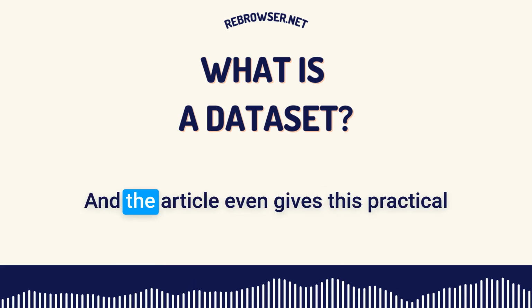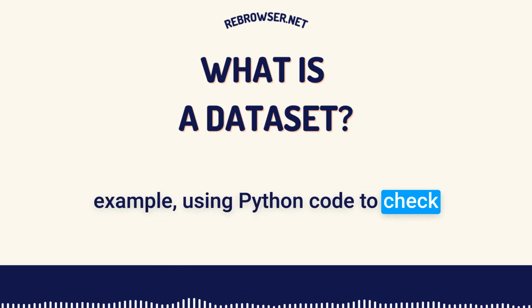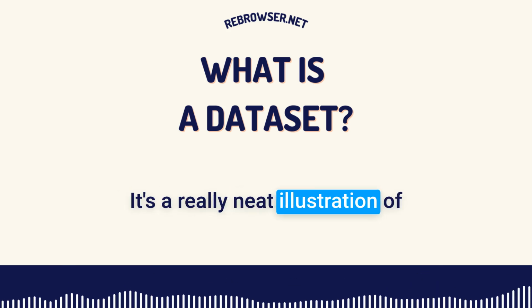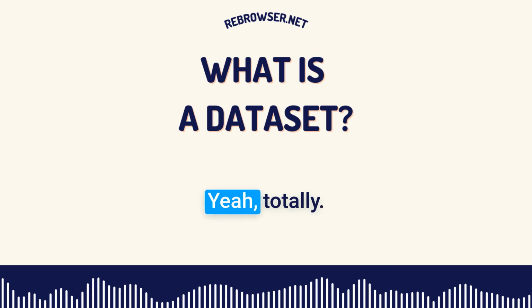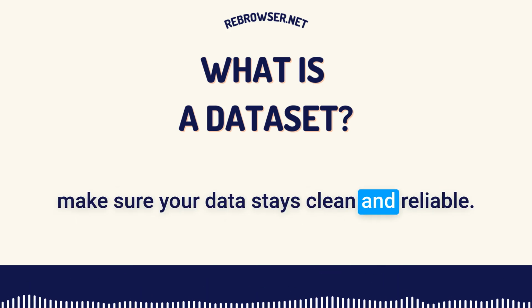Right. And the article even gives this practical example, using Python code to check for outliers in numeric columns. It's a really neat illustration of an automated quality check. Yeah, totally. It's all about putting systems in place to make sure your data stays clean and reliable.